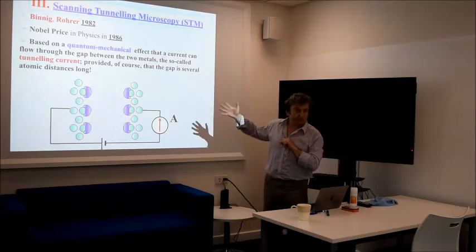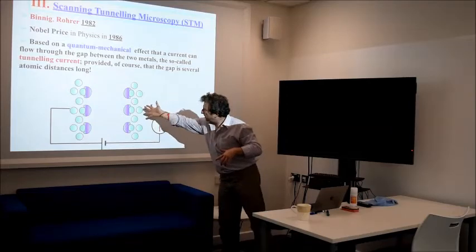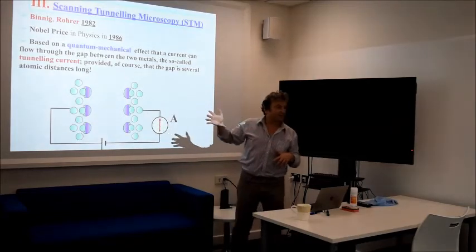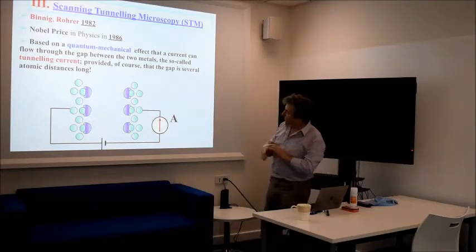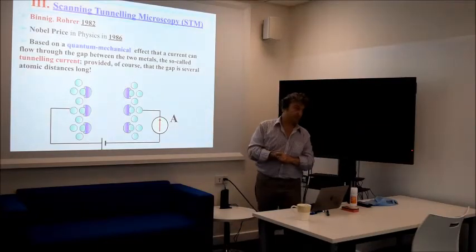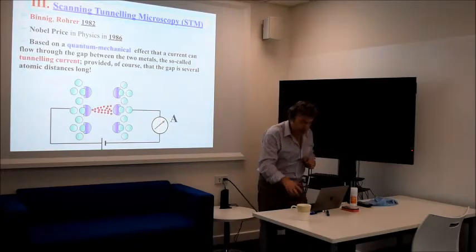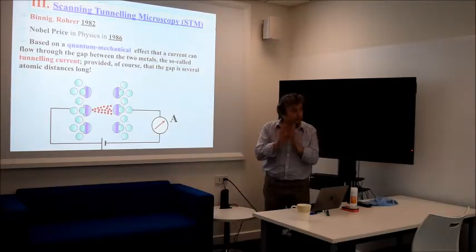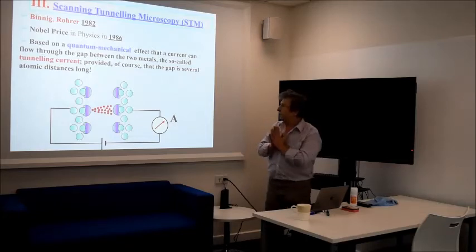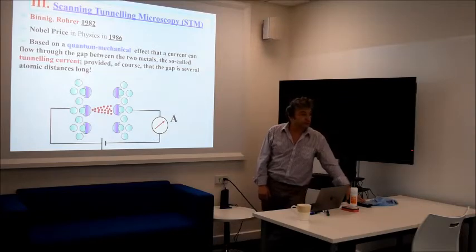So if you have two surfaces, this is meant to be one surface, and this is another surface. Of course, I can't draw an infinite number of atoms on both sides, but you can imagine there's two semi-infinite surfaces. If you connect them with a battery, you will see zero current if the distance between these two surfaces is too large. However, when you start bringing them together at distances of the order of 10 angstroms and less, you will find that there is a very small picoampere current flowing through this system. A very small current, still perfectly measurable.